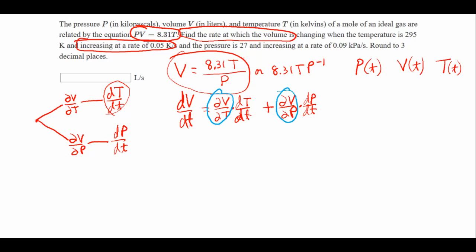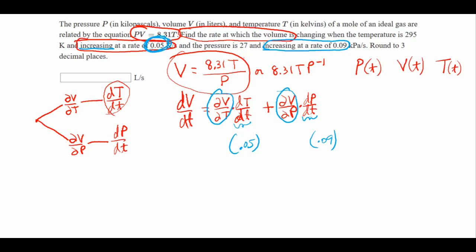In fact, I'll go ahead and write those down. The change in temperature with respect to time is given right here. Now remember, pay careful attention to the terminology. Since it's increasing, that will be a positive 0.05. And likewise, the change in pressure, it says right here, is increasing at 0.09. So that also would be a positive 0.09.